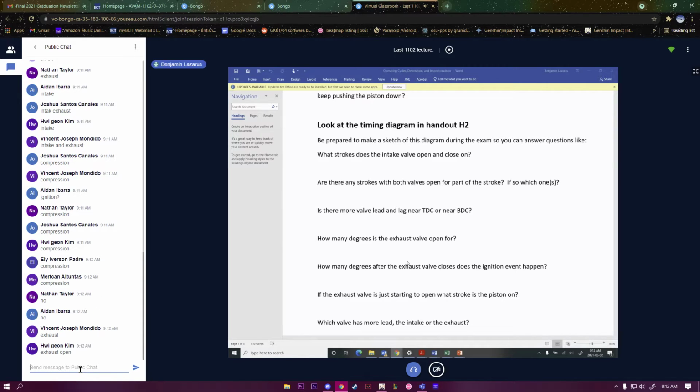The exhaust. And then, of course, the exhaust stroke has not only the exhaust valve open, but it actually has the intake valve open for part of it. So we don't have any strokes with the valves closed the whole time.